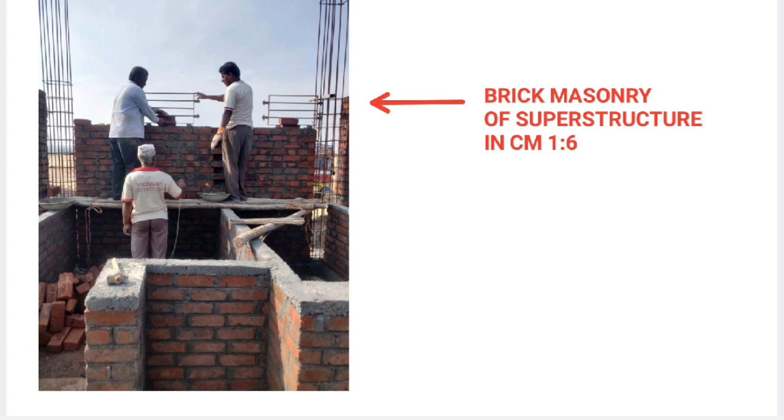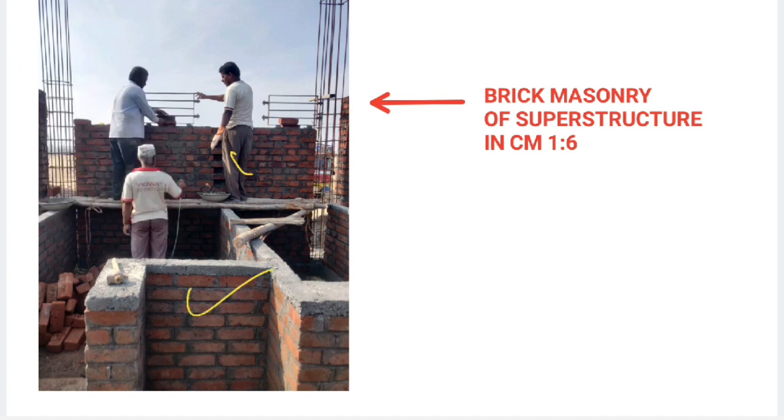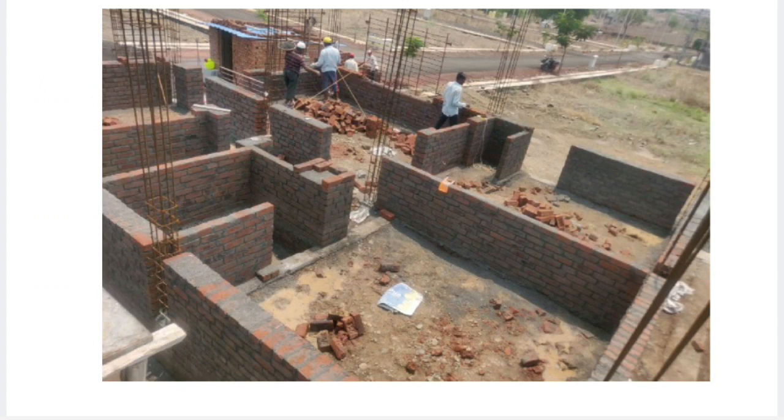Here you can see the brick masonry is going on in the superstructure part up to the lintel level. First we will construct the brick masonry up to lintel level. Here the brick masonry in cement mortar 1:6 is to be used for the construction of our brick masonry in superstructure. So once this is completed, you'll be going for the lintel and further levels.